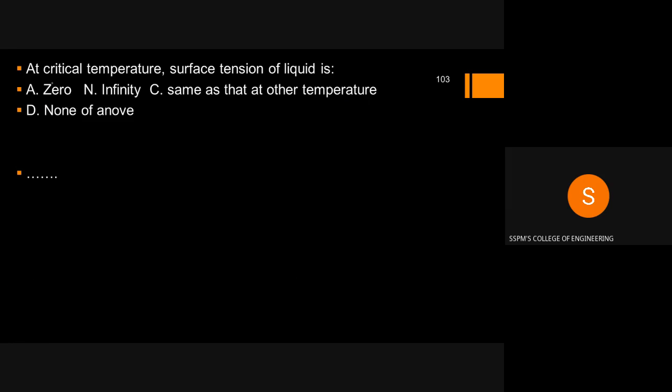Okay. Next question is: at critical temperature, surface tension of the liquid is. So always remember at critical temperature, surface tension of the liquid is equal to 0. Okay. So this is one special case for the surface tension. So the correct option is option A.